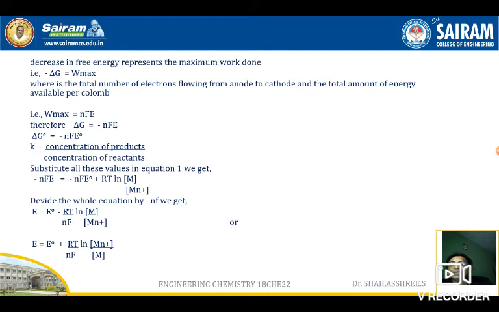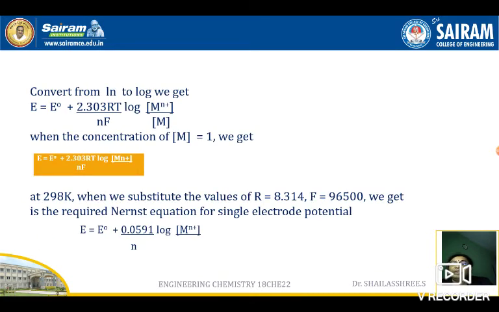Okay, this step is very important. E is equal to E naught plus RT by nF ln Mn+ by M. Okay, what is the next step? Here, the next step is we have to convert the ln to log. When we convert from ln to log, we have to multiply by 2.303. Therefore, the equation will become E is equal to E naught plus 2.303 RT by nF log of Mn+ by M.